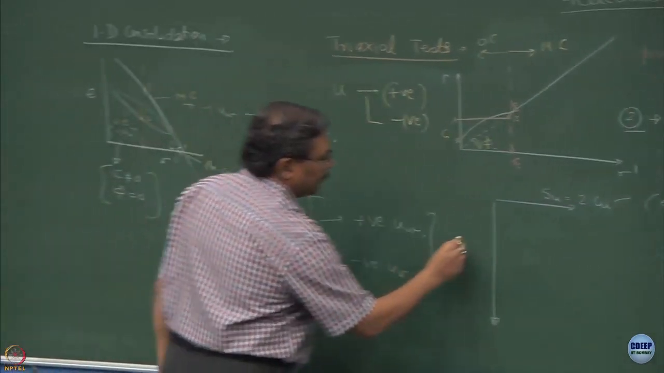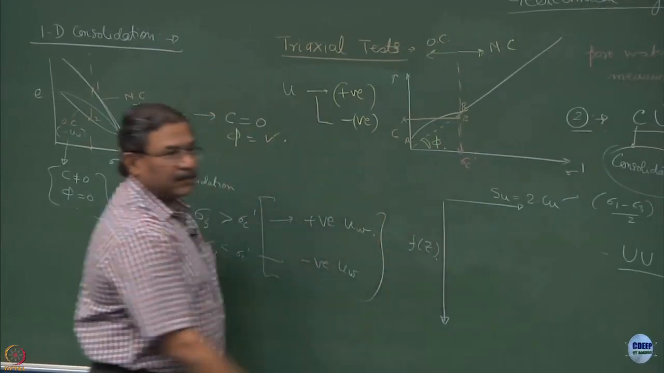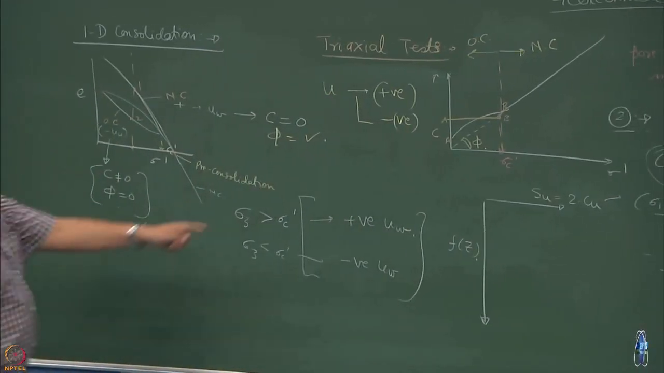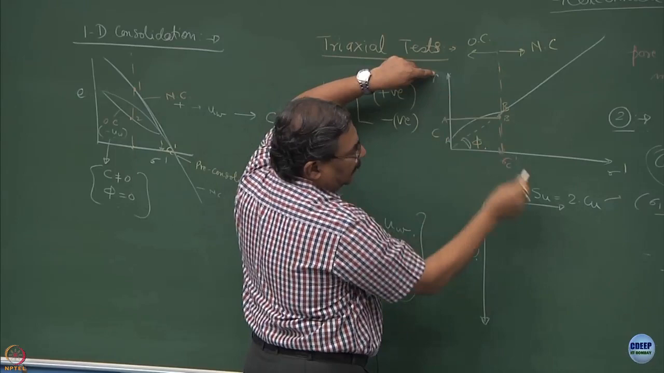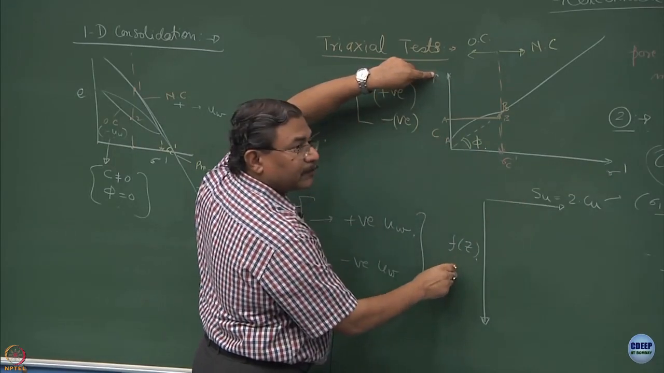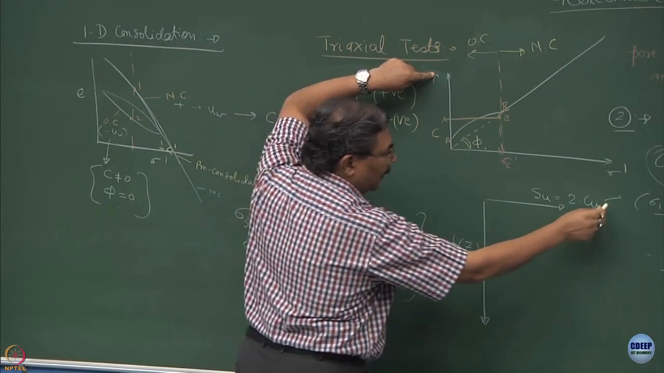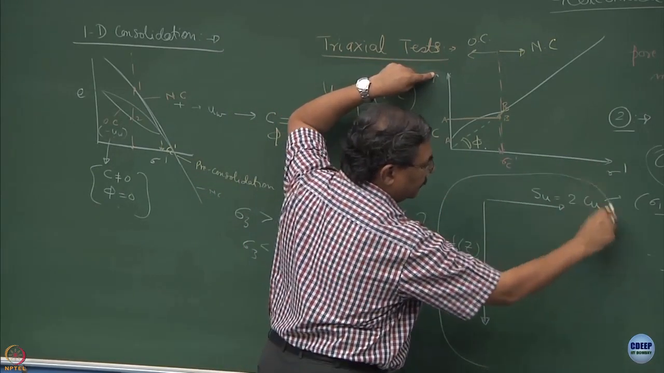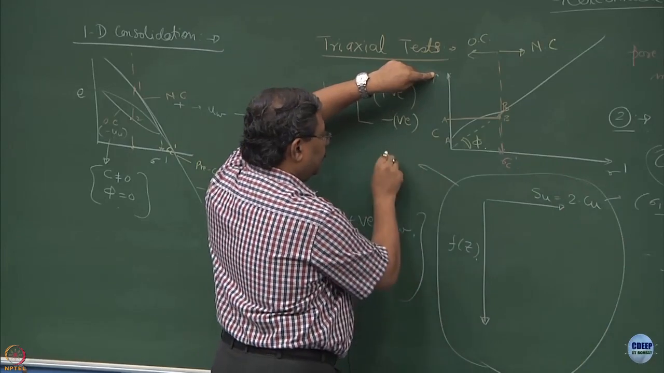The sigma prime term is a function of z, where z is the depth of the deposit. This curve remains the same because tau is nothing but Su, and sigma prime is nothing but a function of z, and this is what I am talking about, the natural deposits, what is happening there.